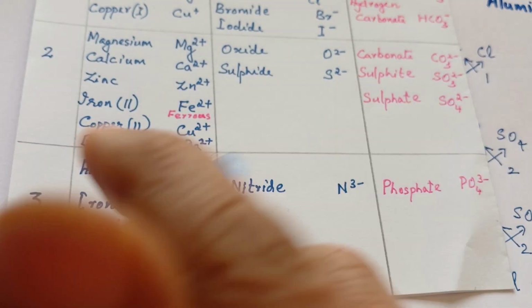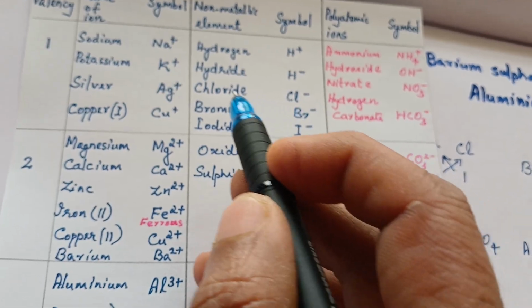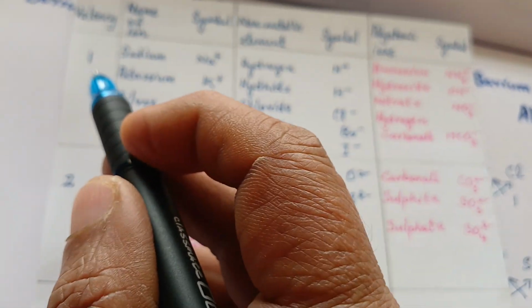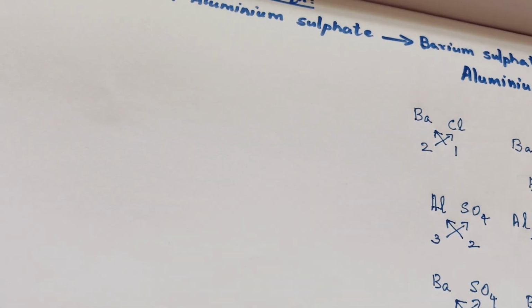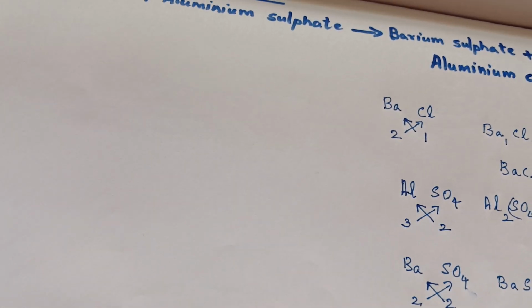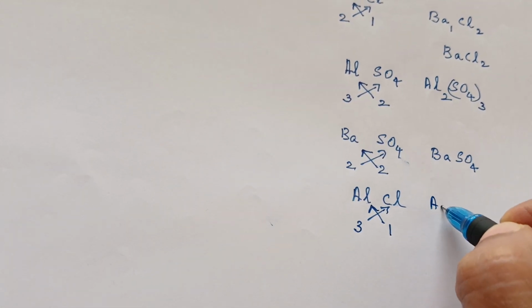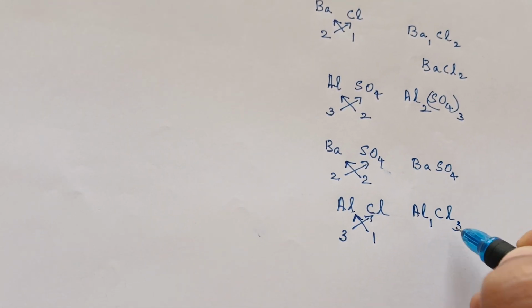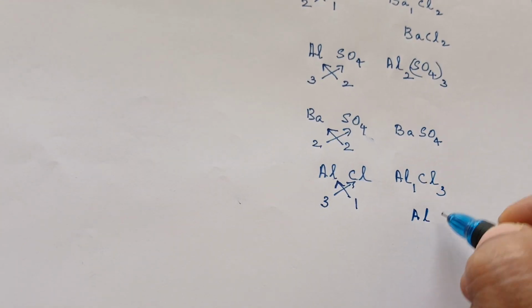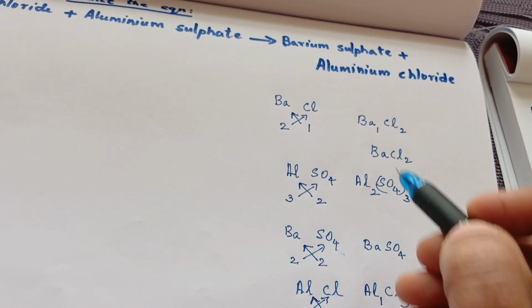Aluminium valency is 3 and chloride or Cl has a valency of 1. So let us write the valencies. Aluminium 3, chlorine 1. Interchange valencies like this and then aluminium will get the valency of chlorine, 1, and Cl will get the valency of aluminium. So it is AlCl3.